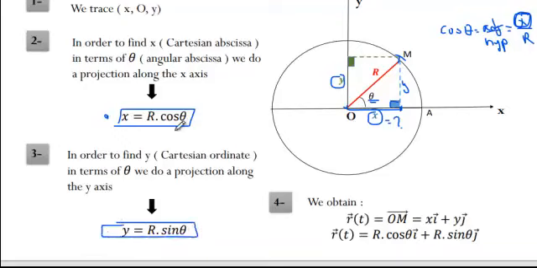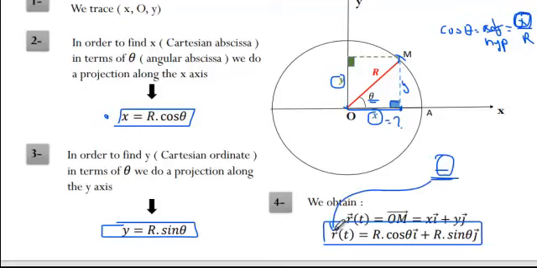Now, after finding x and y, then we obtain what? We obtain that r vector is equal to r cosine theta I plus r sine theta j. يعني نحن شو بنكون عملنا؟ بنكون حولنا من angular position theta into a what? Into a vector، يعني into a position vector r اللي هي in terms of I and j.